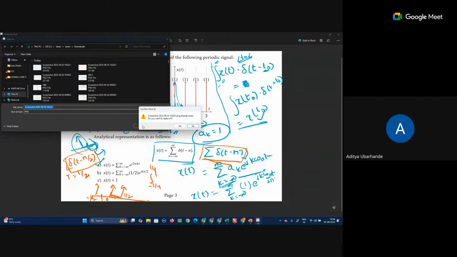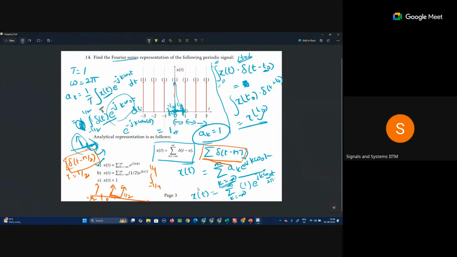And ma'am, the rest of the solution stays the same, right? Even for t minus n by 2. The rest of the solution will stay the same because it won't affect now. Yes, ma'am. We'll be getting a_k also 1. But here it will change: omega naught will be changing. Since t is 1 by 2, omega naught will be 4 pi, right? So omega naught will be changing. Okay. Yes, ma'am.